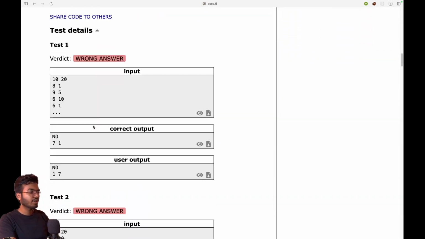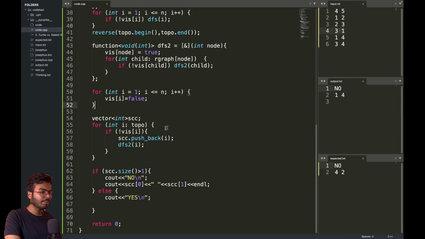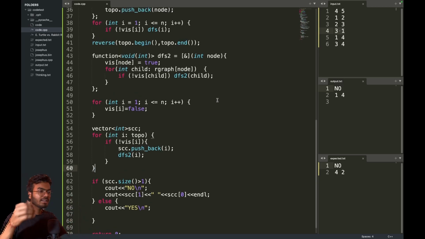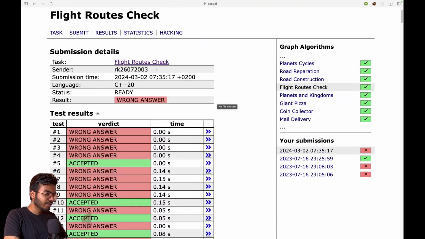Okay, why is it giving wrong answers? Because I'm printing 7 and 1. I should print 1 and 7. Okay, so it might happen that I think I will just make it 1 and 0. Yeah, because I was traversing in the reverse graph, I will be able to visit the first one and the second one, but I will not be able to visit from 1 to 0 like that. So that is why it is giving me wrong answers.